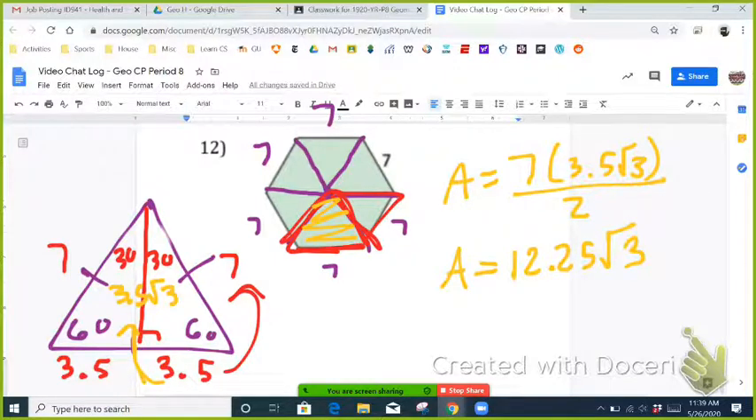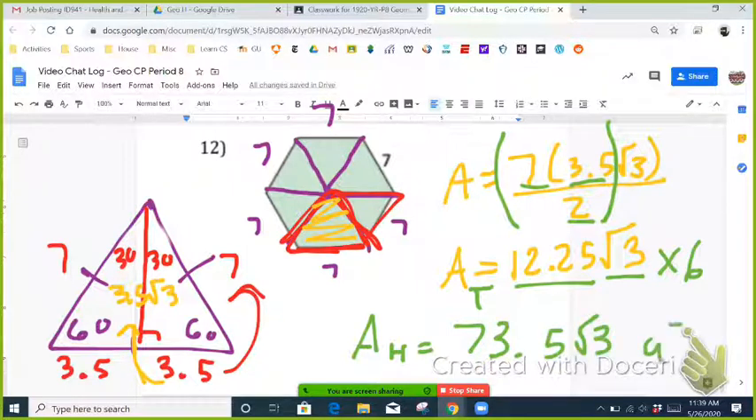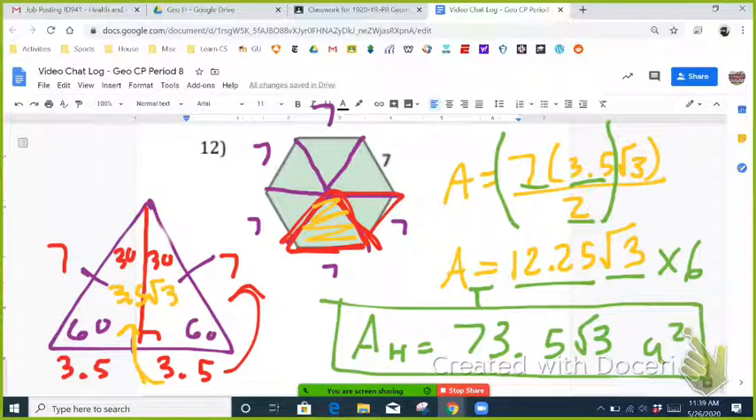So to keep this exact, in terms of root 3, you just multiply 7 and 3.5 together and divide by 2, and that keeps it exact. You don't have to worry about getting a rounded decimal. Now again, that's the area of just the triangle. So the area of the whole hexagon is going to be that times 6. So when you do 12.25 times 6, you get 73.5 root 3 square units, because it's an area, so you want to answer it in square units. And that is the area of the entire hexagon.